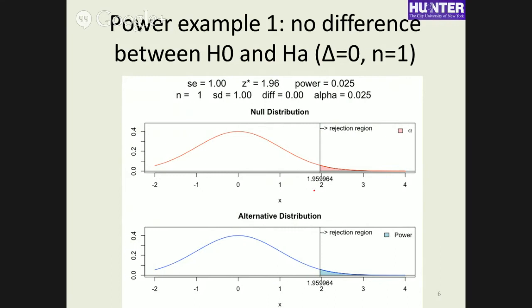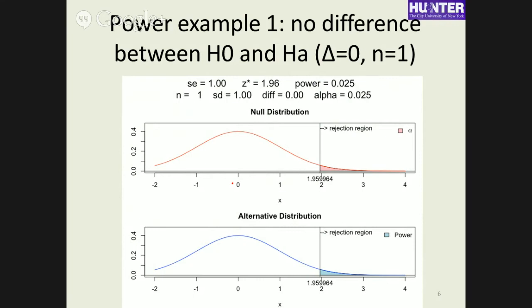In this case, it's just 0.025 for a one-tailed test, 0.05. It's the same. In this case, your power is the same as alpha. Because remember, the alpha was the probability of rejecting the null when the null is true, and power is the probability of rejecting the null when the null is false, or when the alternative is true. And in this case, they're the same. So it's just the assumption at the beginning that's different.